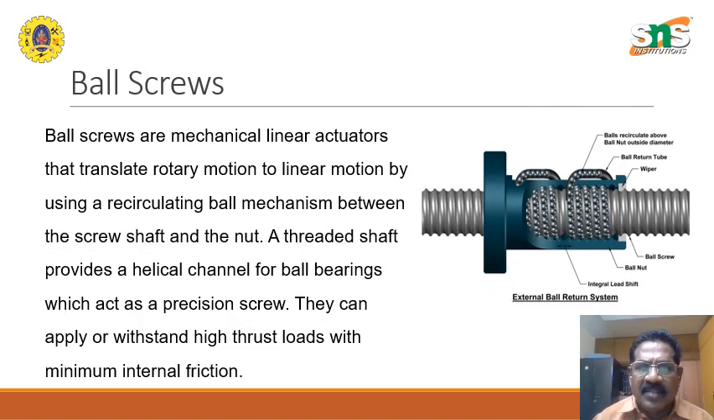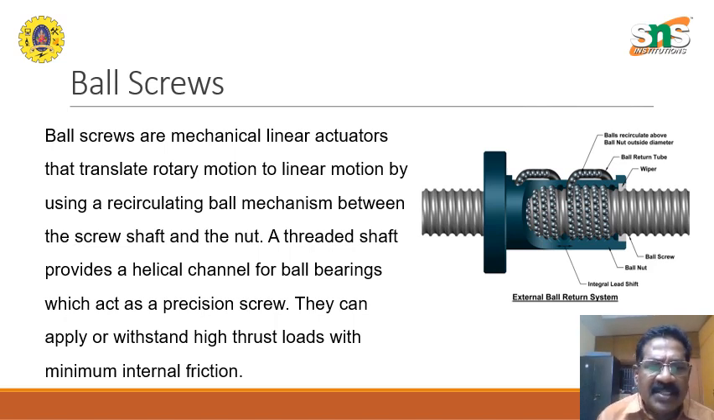The alternative to the lead screw is a ball screw. Ball screws are mechanical linear actuators that translate rotary motion to linear motion by using a recirculating ball mechanism. We can see the recirculating ball mechanism. The balls go through this and come out on the other side, and then again the balls are recirculated inside. There's one on the left and there's one on the right side. There are two ball flows.